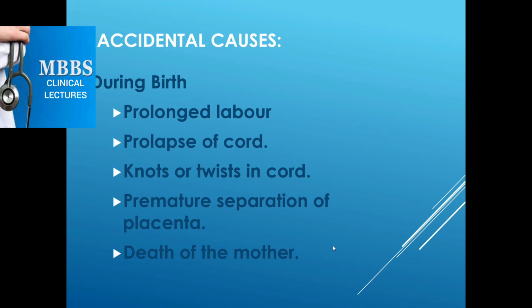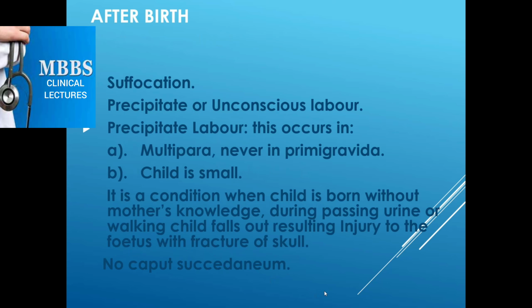Accidental causes during birth are prolonged labor, prolapse of the cord, and a knot or twist in the cord, which may hinder the blood supply to the baby and may result in death of the fetus before birth. Then premature separation of the placenta, termed abruptio placentae, may cause IUGR and death of the fetus. Death of the mother may result in the death of the fetus.